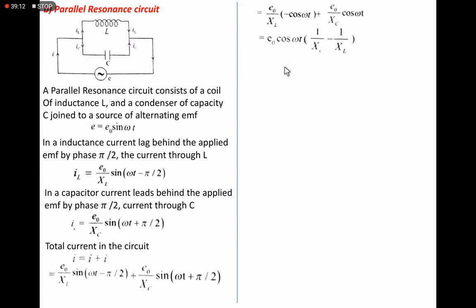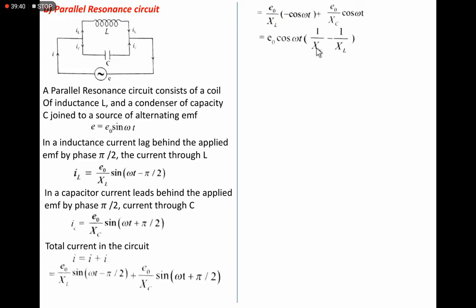So we'll write the equation. E naught is common, cos omega t is common. This minus 1 by XL is here, and 1 by XC is plus here. So our equation becomes E naught cos of omega t, bracket 1 by XC minus 1 by XL, that is the capacitive reactance and the inductive reactance.